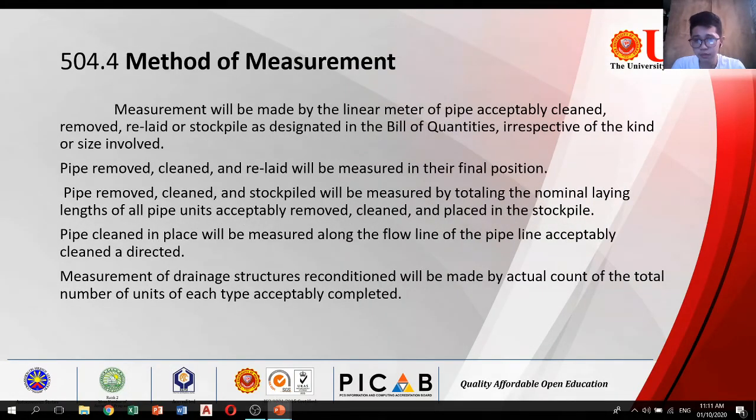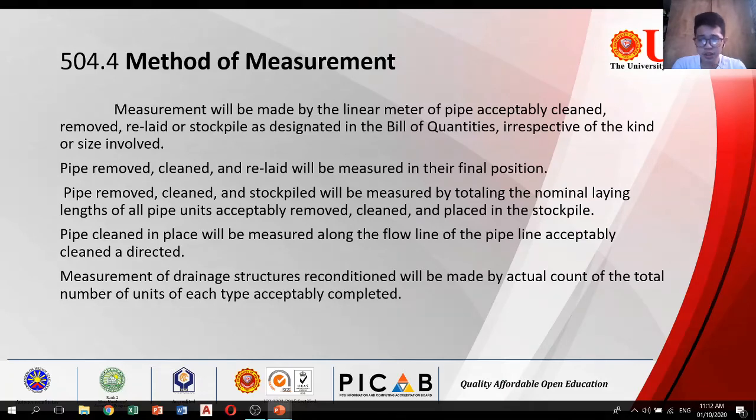So, method of measurement. Measurement will be made by linear meter of pipe acceptably cleaned, removed, relayed, or stockpiled as designated in the bill of quantities, irrespective of the kind or size involved. Pipe removed, cleaned, and relayed will be measured in their final position, and pipe removed, cleaned, and stockpiled will be measured by totaling the nominal laying lengths of all pipe units acceptably removed and cleaned and placed in the stockpile. Pipe cleaned in place will be measured along the flow line of the pipeline acceptably cleaned as directed.